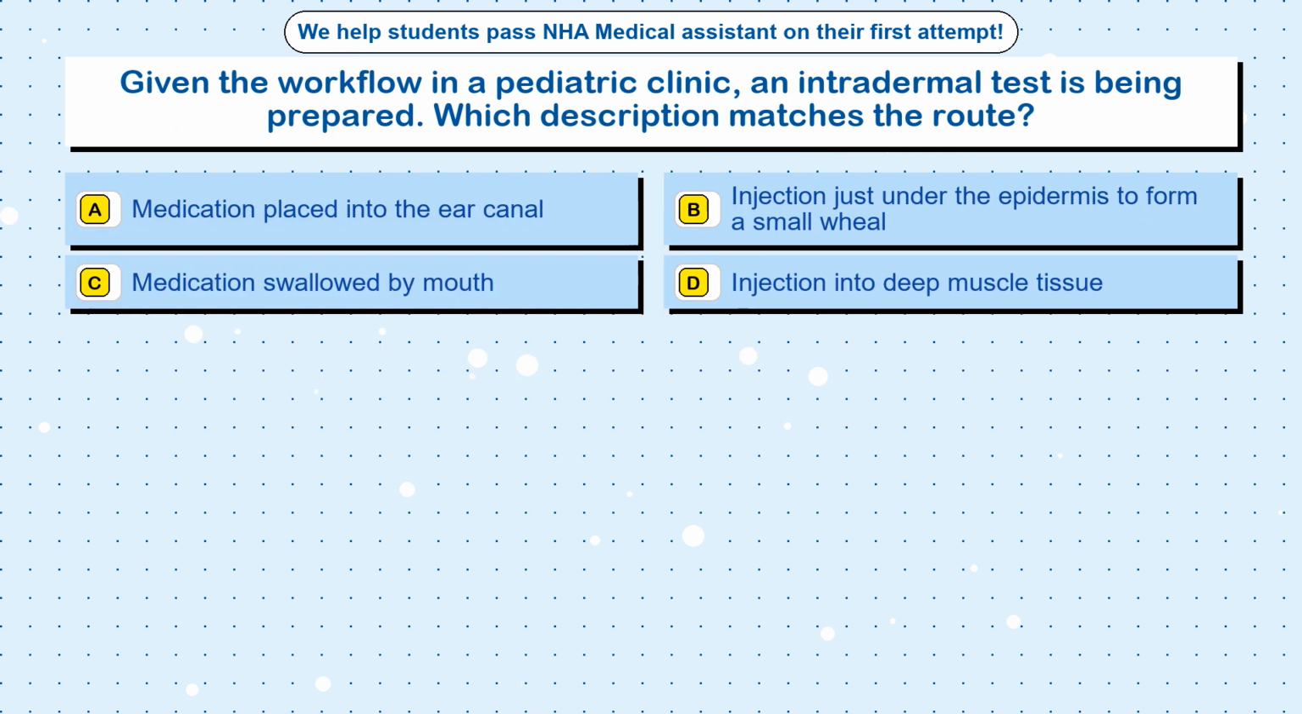Question 62. Given the workflow in a pediatric clinic, an intradermal test is being prepared. Which description matches the route? Option A.